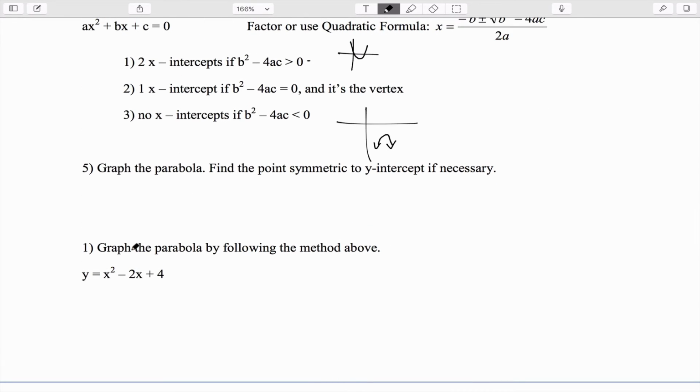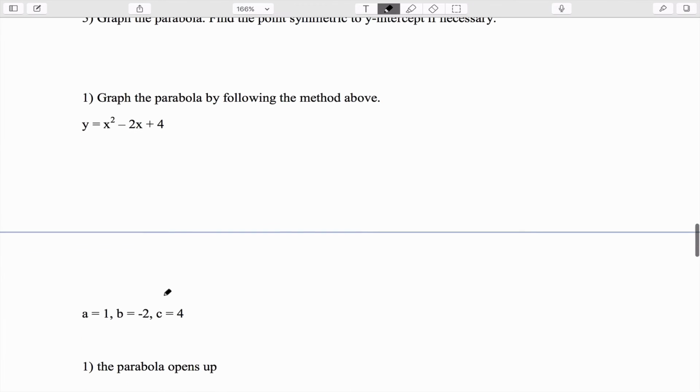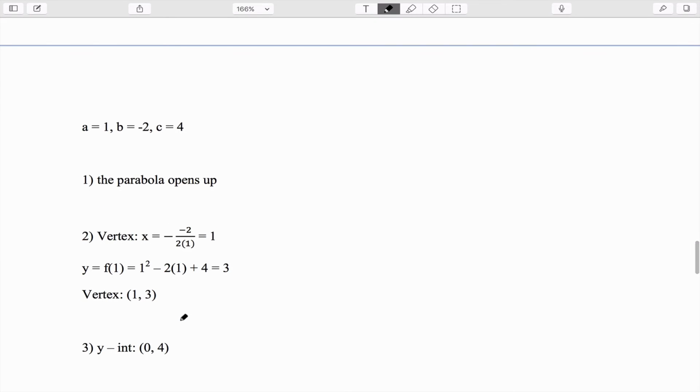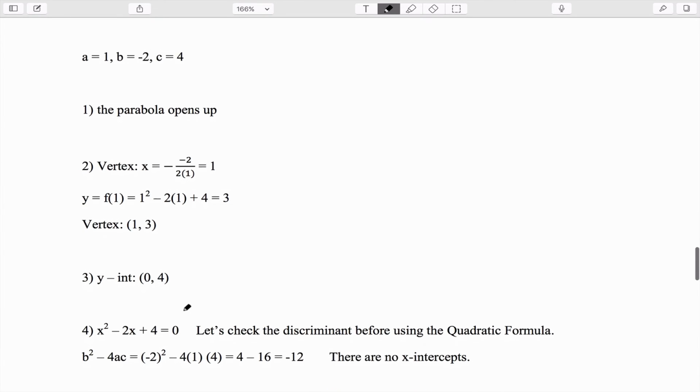So you can basically use this method for any parabola. Let's say it's x squared minus 2x plus 4. We know that a, the coefficient of x squared, is 1, b, the coefficient of x, is negative 2, and c is 4. So the parabola opens up. For the vertex, be careful with the negatives. There may be a lot of negatives here: negative, and the b over 2a, so two negatives here, divided by 2 times 1, and you simplify it. Sometimes you get fractions here, but it's 1. Plug it back into the quadratic equation above, and you'll get 3. So the vertex is (1, 3).